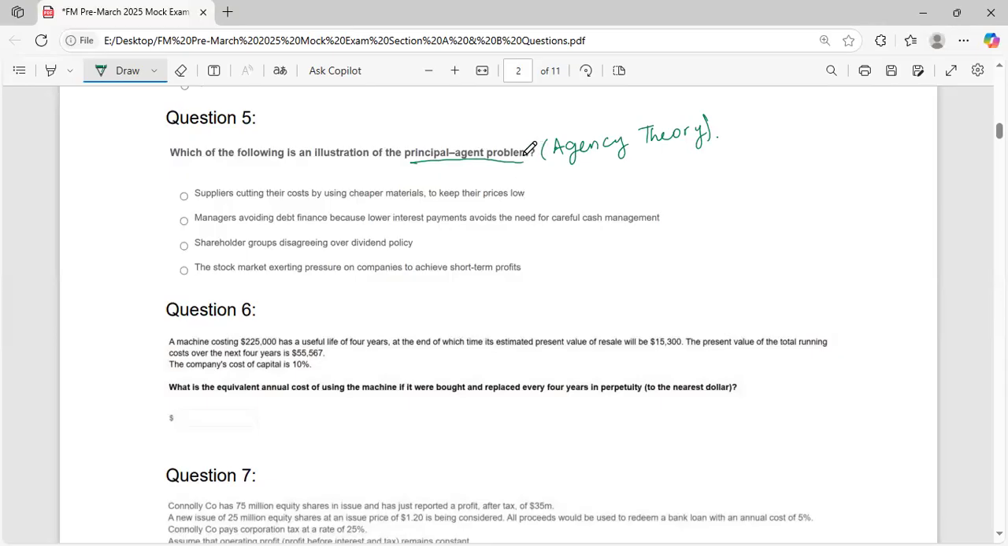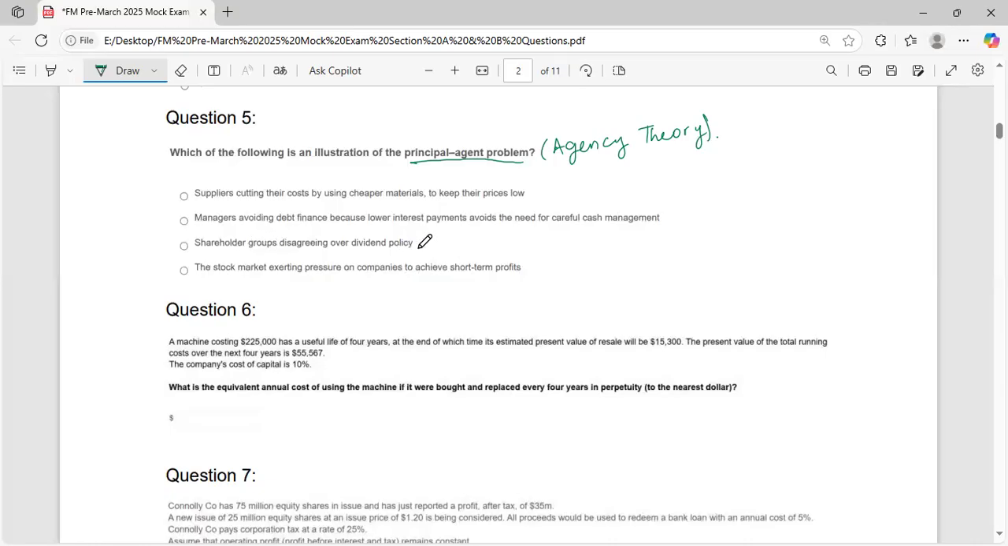Principal agent problem arises when managers put their personal interest first in comparison with the finance providers' or shareholders' interest. Managers avoiding debt finance because lower interest payment avoids the need for careful cash management. Careful cash management means what? We need to have sufficient cash whenever we are expected to settle the liability or the loan. Second, when we have lower interest payment, the tax benefit will be low, so it will not give any significant change in the weighted average cost of capital.